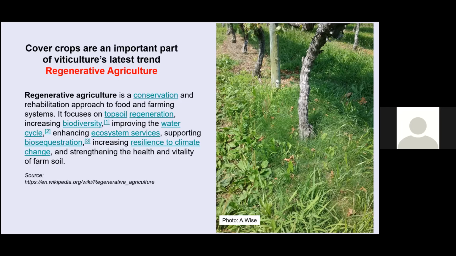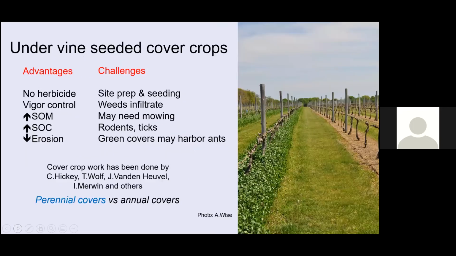So this is more popular on the West Coast. Kane Hickey and I, Kane is the viticulturist at Penn State, are hoping to put together a webinar on this sometime next spring, because I think it is worth hearing about. But cover crops are very important in this system.